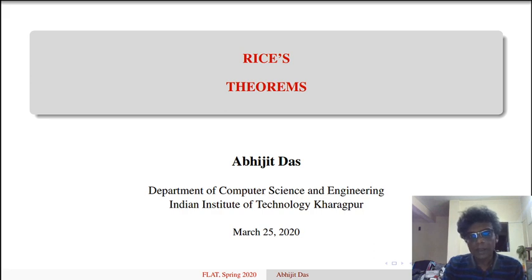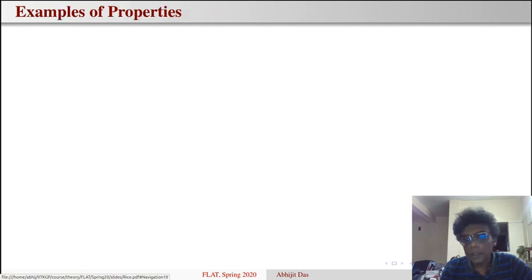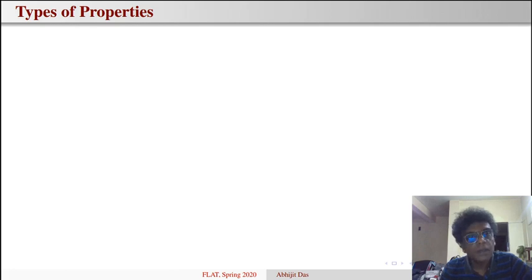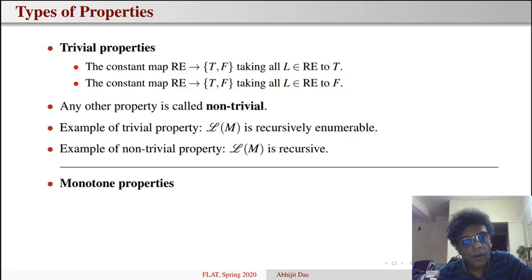Okay, let us now look at the second part of Rice's theorem. Let us once again go to the important definition. Recall that we have called a property monotone if whenever some RE language L satisfies that property, any superset of L, which is also an RE language, must also satisfy this property.